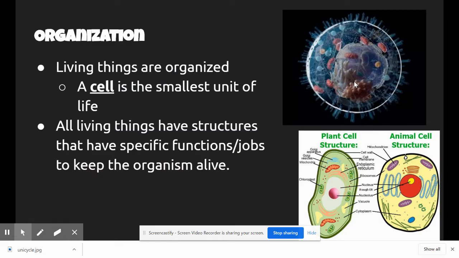One of the first characteristics of living things is that they are organized, and part of that organization is being made up of cells. The cell is the basic unit of structure and function in organisms. And what that means is it's the smallest thing that has a job that keeps that organism alive or working. Cells are so small that you need a microscope to look at them.